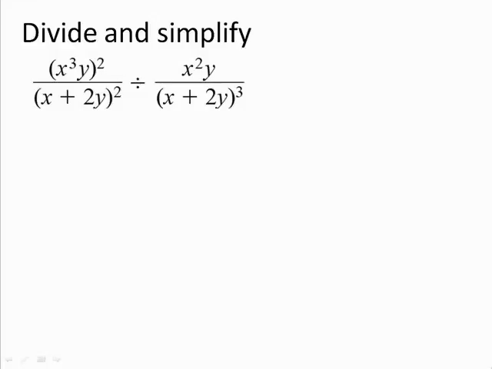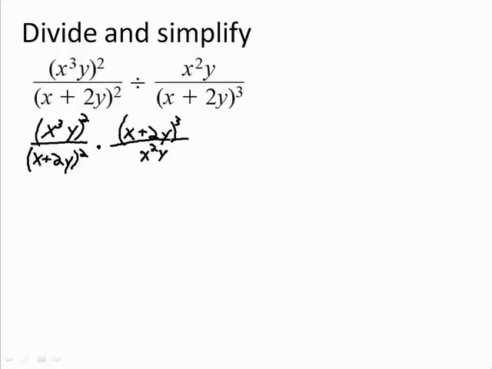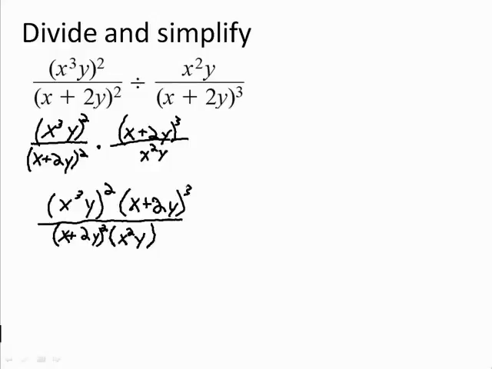Divide and simplify. The quantity x cubed y squared divided by the quantity x plus 2y squared divided by x squared y divided by the quantity x plus 2y cubed. When dividing by a fraction, invert the divisor and multiply. Multiply the numerators and denominators. The quantity x cubed y squared times the quantity x plus 2y cubed divided by the quantity x plus 2y squared times the quantity x squared y.